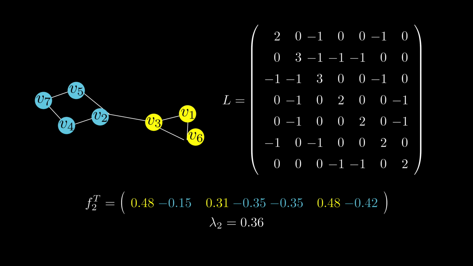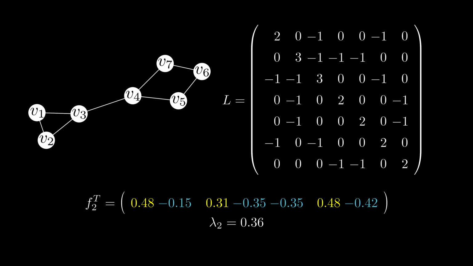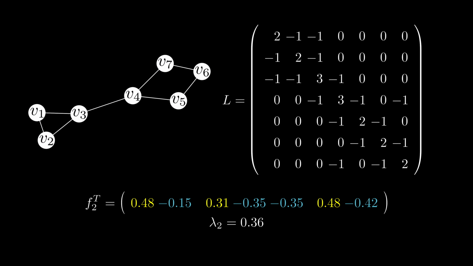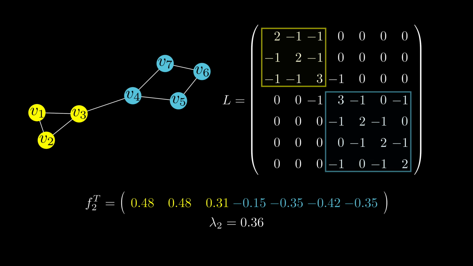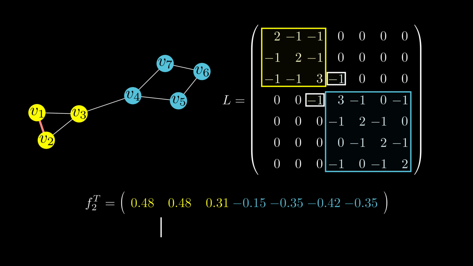It seems that the Fiedler vector finds a very nice partition of our original graph. If we reconstruct the block structure, the partitioning is more clear. The Fiedler vector finds a choke point, the edge between vertex 3 and vertex 4. Intuitively, vertices 1, 2, 3 form a community, and vertices 4, 5, 6, 7 form another, and the edge 3, 4 is the only connection between these two communities.